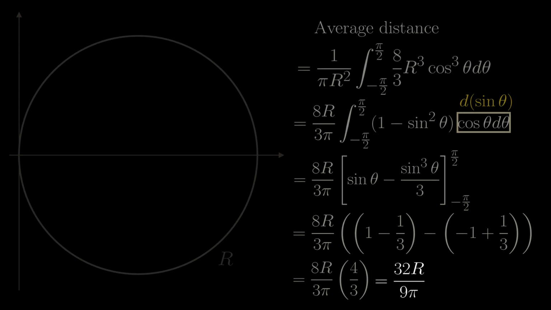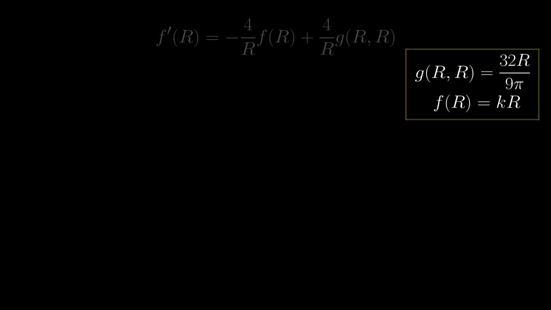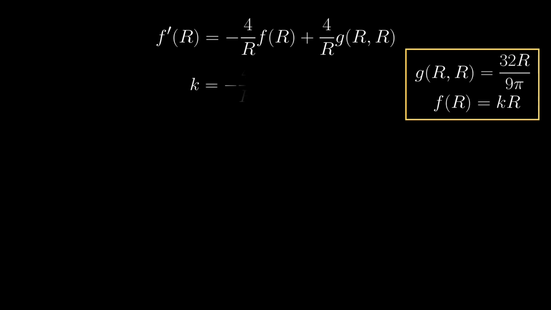However, what we just calculated is still just g of r, not the original f of r that we want. We would need to solve this differential equation, and you could do that using some standard techniques, but we have f of r equals k times r, where k is the ultimate answer we want. Now substitute these into the differential equation.